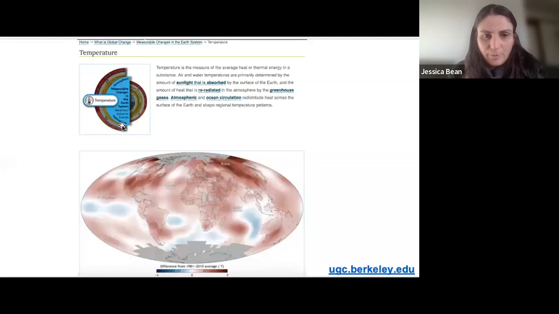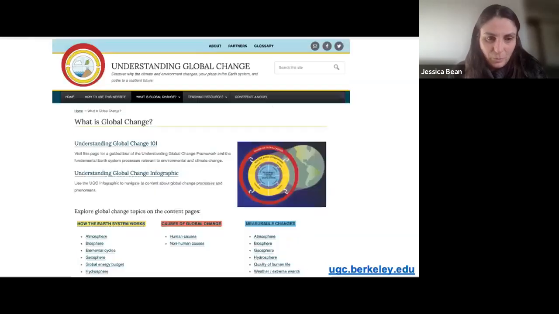So let's say I want to learn more about temperature based on my reading of the burning of fossil fuels page. So again, there are great ways that you can explore the content in a very nonlinear way, very much like an interconnected system.